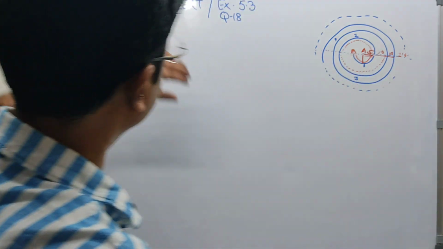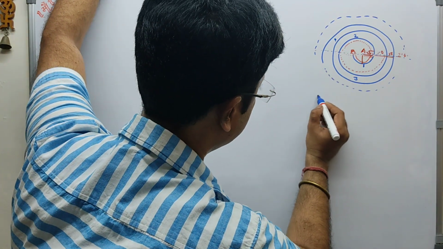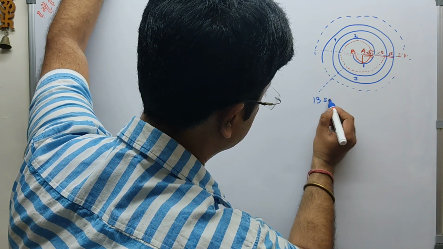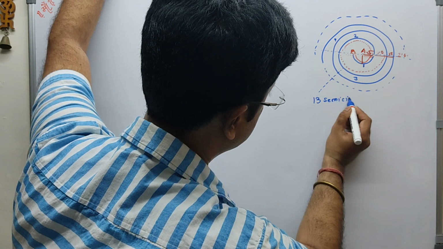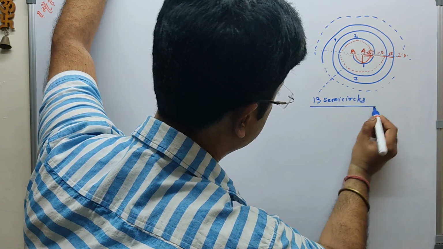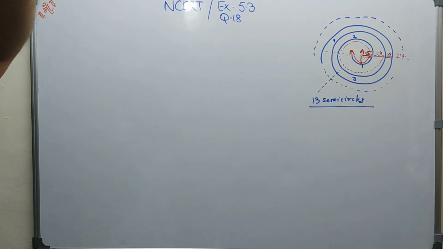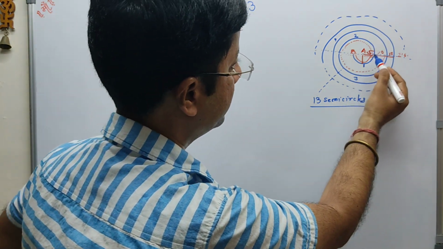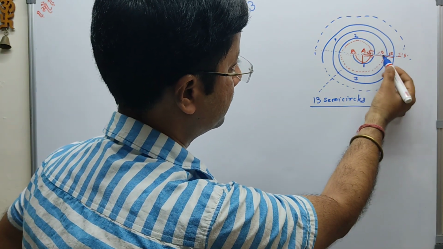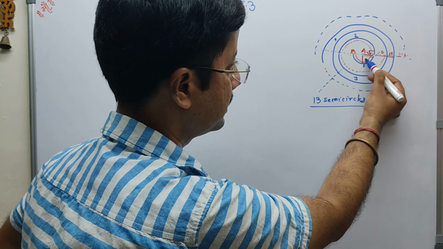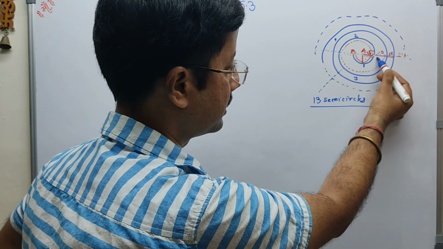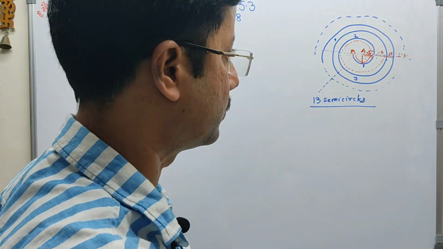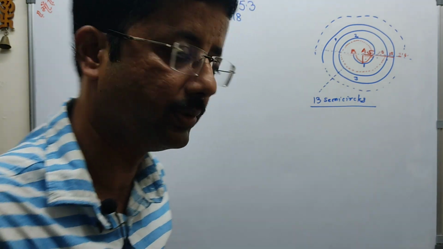So the semicircles keep on increasing, and how many semicircles are there? There are 13 semicircles in total, and each time the radius increases by 0.5 centimeter: 0.5 centimeter for the first semicircle, 1 centimeter for the second semicircle, 1.5 centimeter for the third semicircle, and in this way it keeps on increasing by 0.5 centimeter.